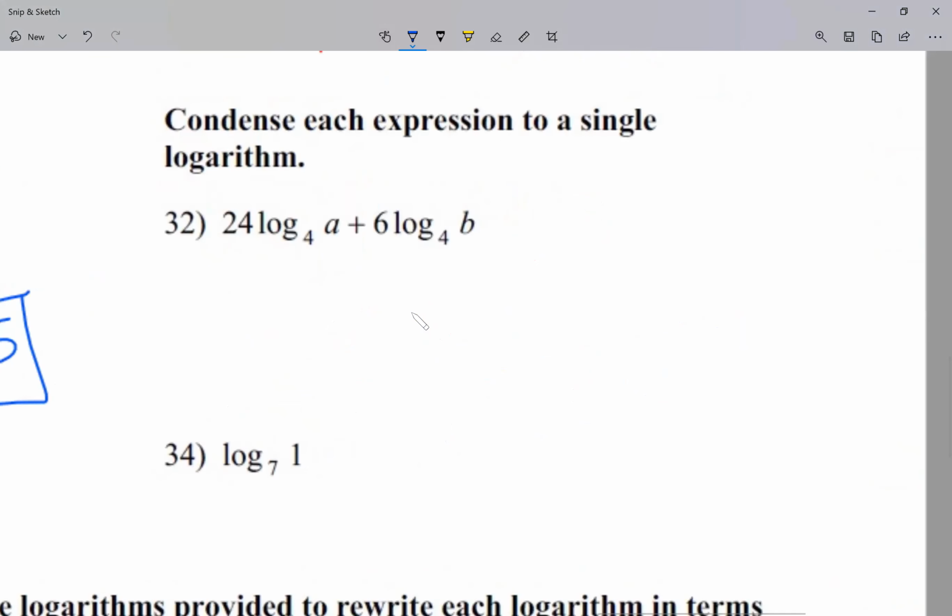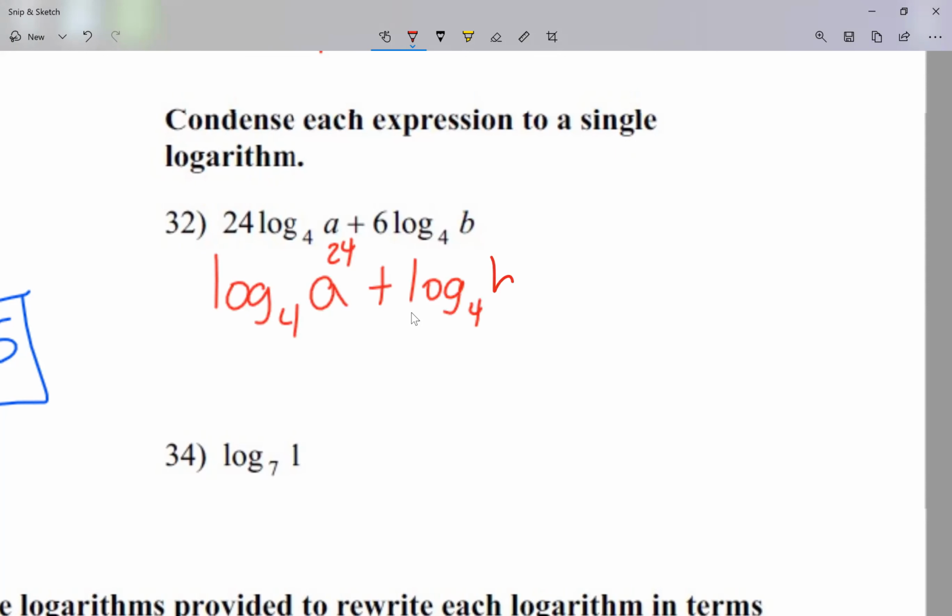To begin with, any number that I have on the front, I'm going to bring it as an exponent. If my term was a fraction, like it had the whole thing as a fraction, I will make it a fraction in front of the log. Okay, so now that I have only numbers, I don't have any fractions, let me bring the number as an exponent. So let me change this to log base 4 of 8 to the 24th plus log base 4 of b to the 6th. All right, I brought the number in the front as an exponent.